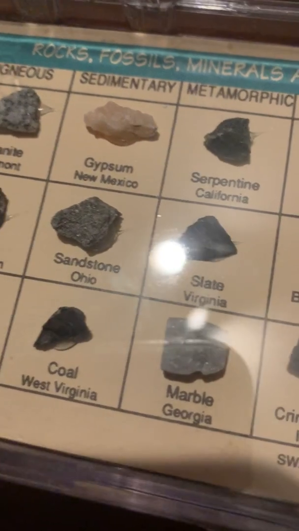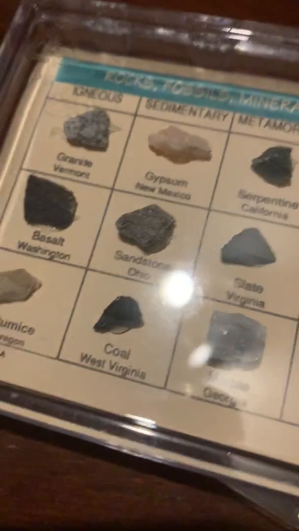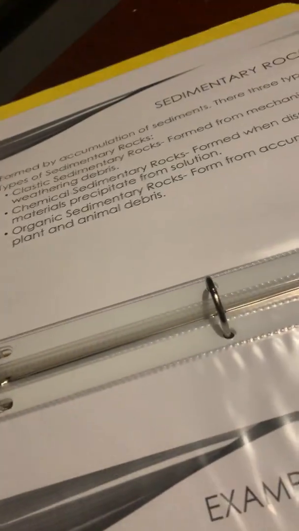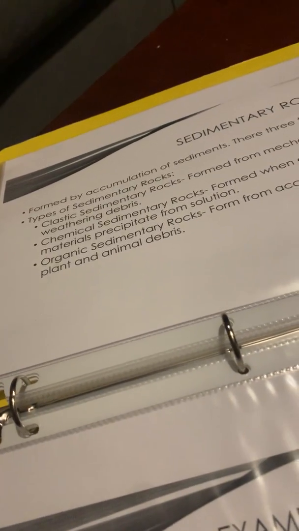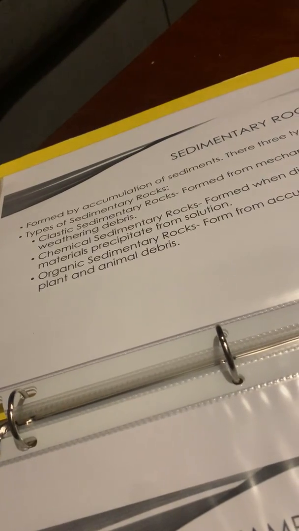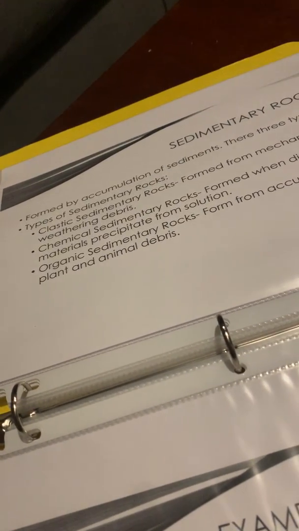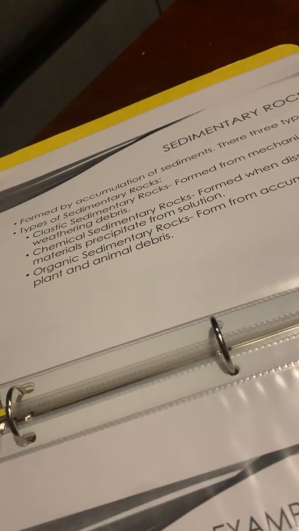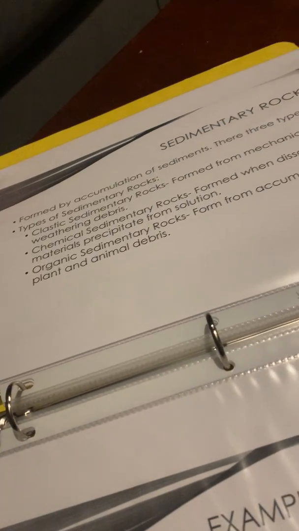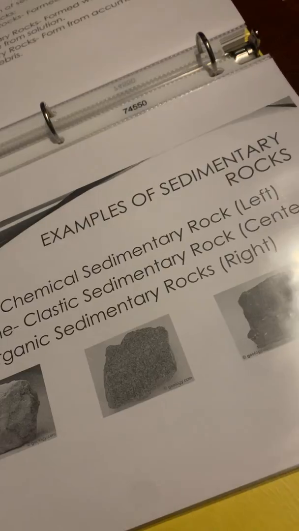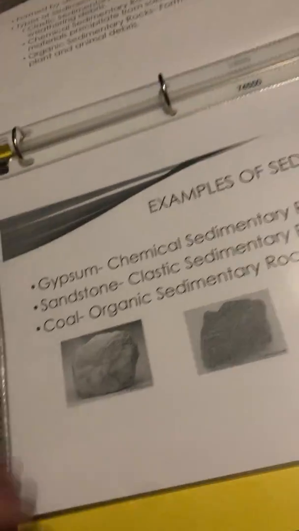to 7 minutes. So sedimentary rocks will be our next example, which you can see is the second row, which includes gypsum, located in New Mexico, sandstone, Ohio, and coal, West Virginia, as said before. And there are different types of sedimentary rocks, which include clastic sedimentary rocks formed from mechanical weathering debris. Chemical sedimentary rocks form when dissolved materials precipitate from solution. Organic sedimentary rocks form from accumulation of plant and animal debris. Then, as I just showed, the three examples of sedimentary rocks.